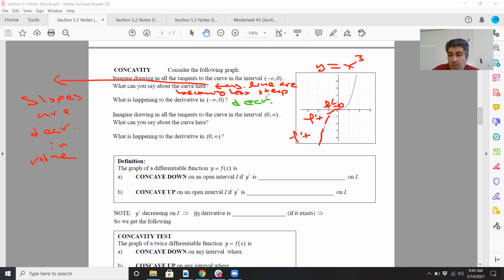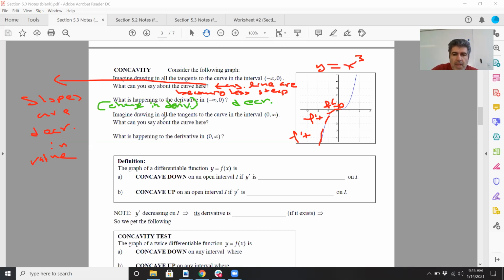So we see a change in the derivative. Keep that in mind. We see a change in the derivative. The derivative is a change also. So we see a change in a change. Keep that in mind just for a minute or two.